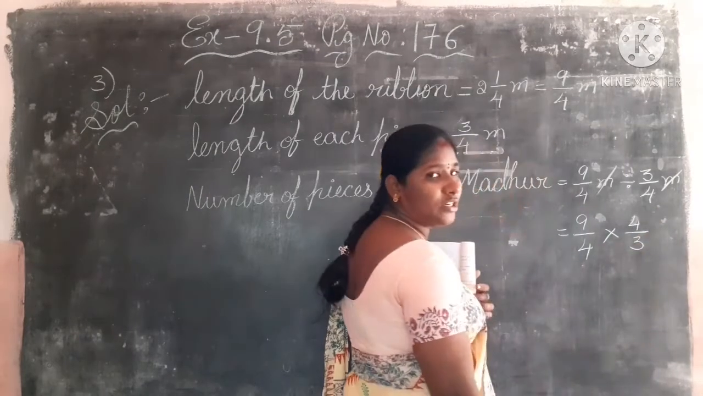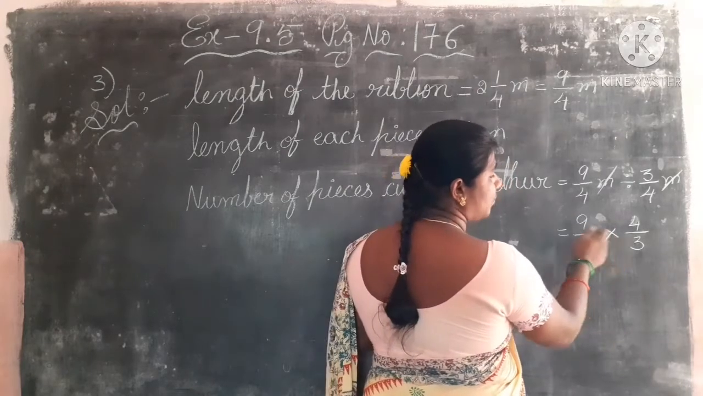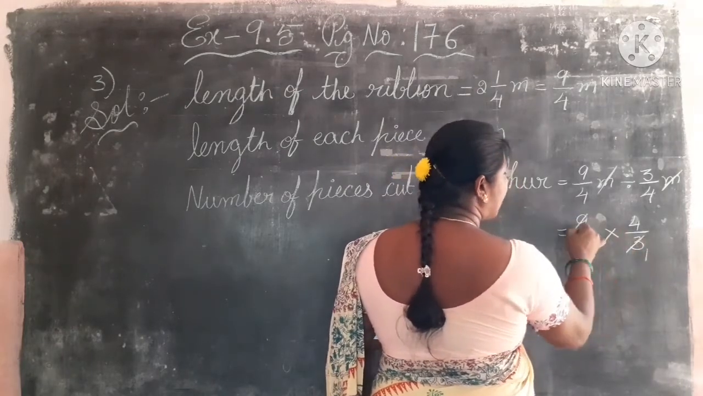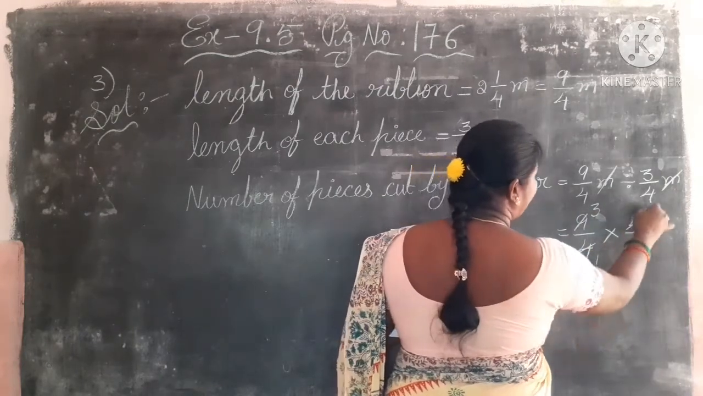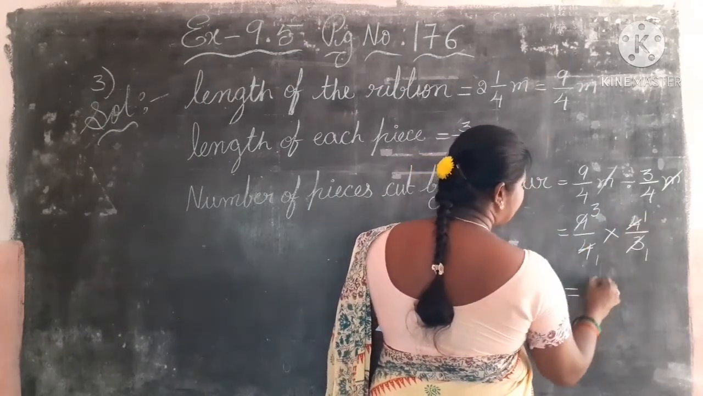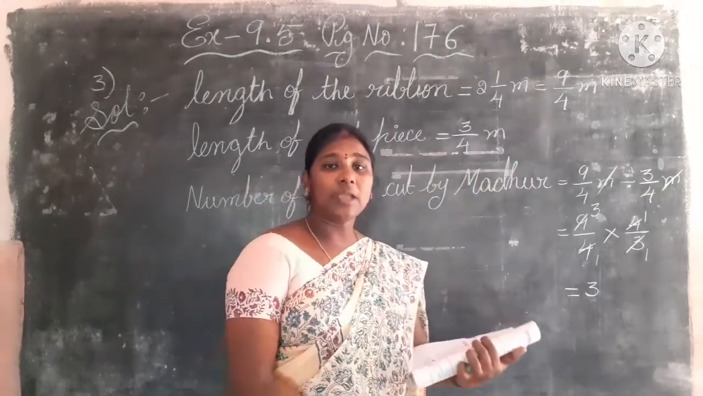Here which is possible to do the cancellation? 9/4 possible? No. 9/3 possible? Yes. Both will come in 3 table. 3 ones are 3, 3 threes are 9. Again 4, possible? Possible. 4 ones are 4, 4 ones are 4. So 3 ones are 3. So number of pieces cut by Madhur: 3 pieces.